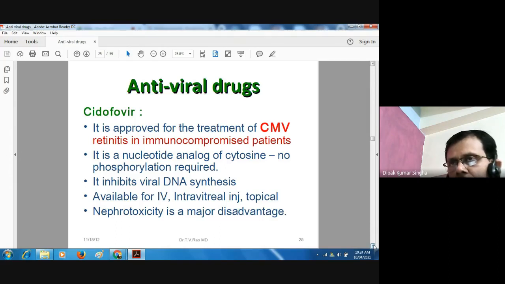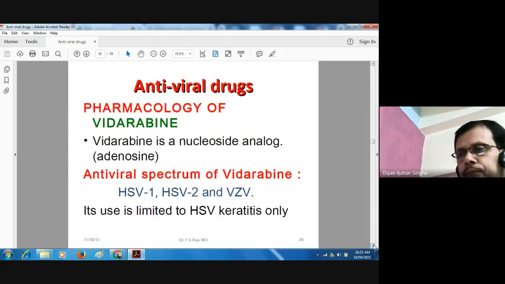There, phosphorylation helped to block the synthesis, but here there is no need for phosphorylation. It directly inhibits DNA synthesis, meaning replication, and it is available in the form of IV, intrathecal injection, and topical. Nephrotoxicity is a major disadvantage. The major adverse effect of cidofovir is nephrotoxicity, kidney damage, or nephron damage.